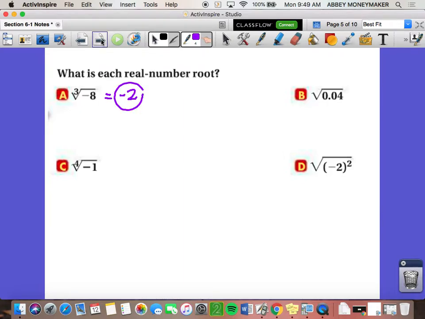On the bottom one here, you would say no real solutions because, again, you have an even index with a negative radicand, so you'd get no real solutions there. On this one, we would say plus or minus 0.2. And then on part D, we would say it's technically plus or minus 2.